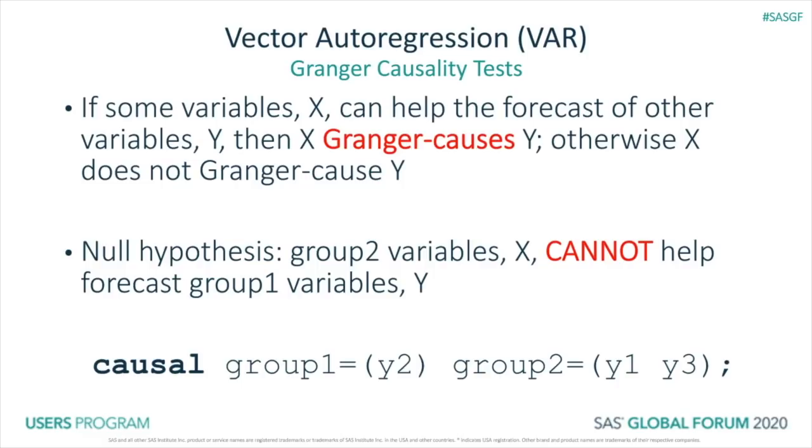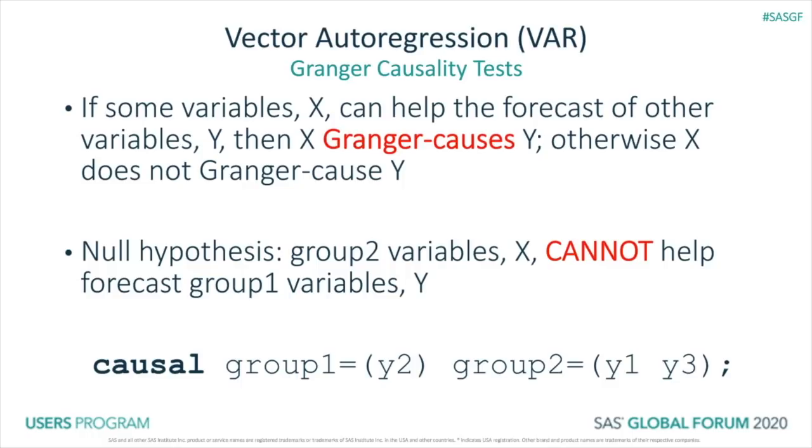In the vector autoregression, there are 2 important concepts. One is the Granger causality test. The other is the impulse response function. I'll talk about that later. For now, the Granger causality test is not the same as the causality test in statistics or other fields. It's just about whether X could help the forecast of Y. If it does, then we say X Granger causes Y. And the test is testing the null that it cannot help the forecast of Y.